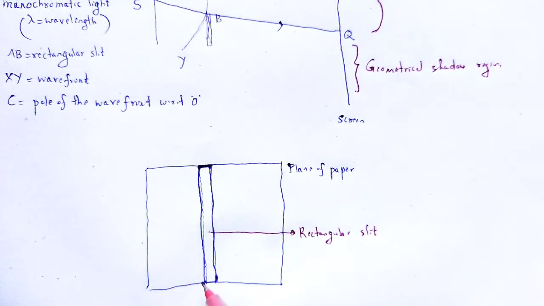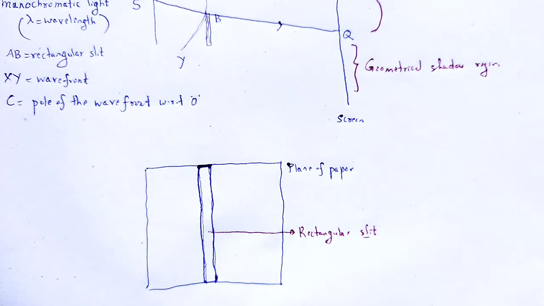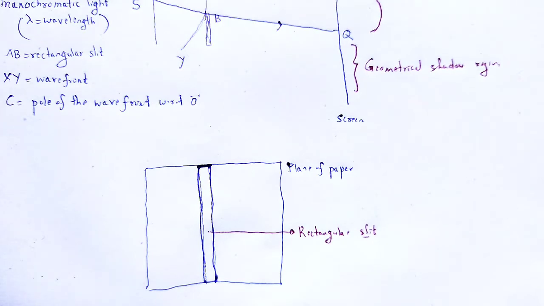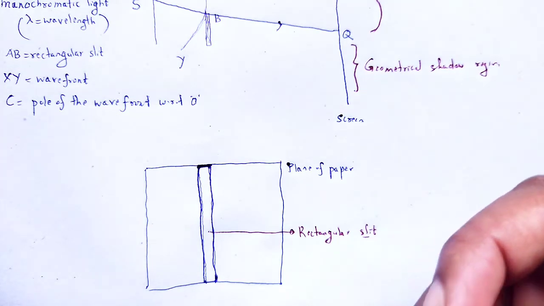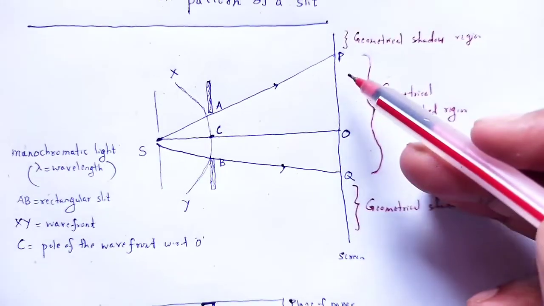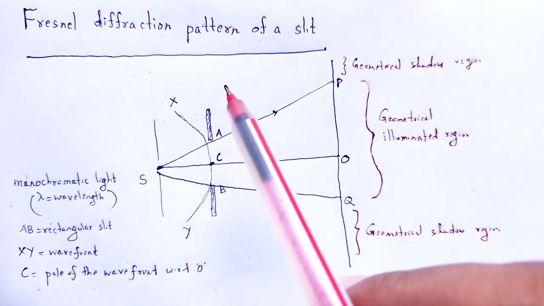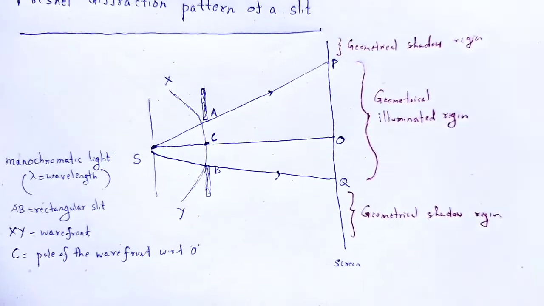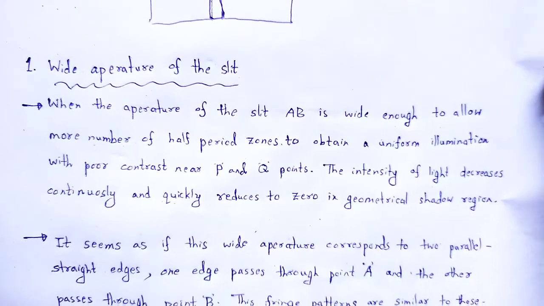Depending on the length and breadth of the rectangular slit, we classify it into categories. One is the wide aperture of the slit, another is the narrow aperture of the slit, and the last is the very narrow aperture of the slit. On the basis of the shape of that rectangular slit, we obtain that kind of diffraction pattern on the screen, and that can be explained by using Fresnel's theory regarding half period zones. Let's start with the first one, the wide aperture of the slit.